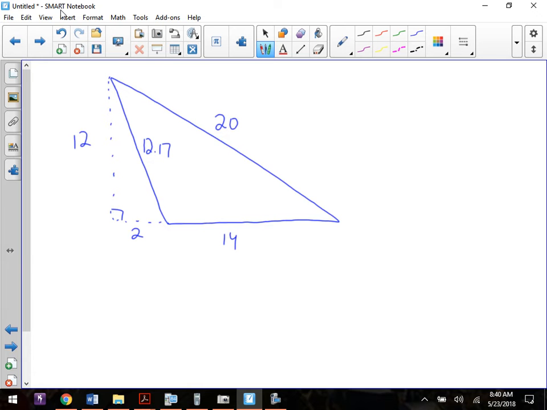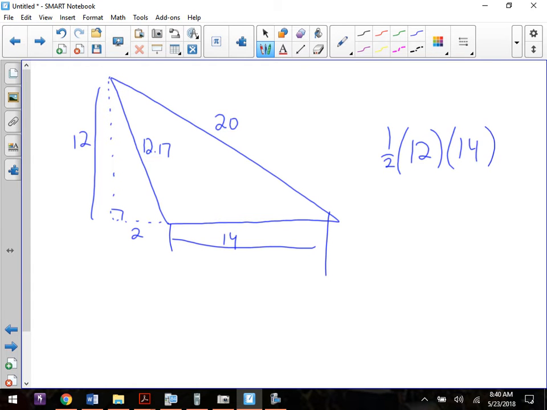Perpendicular to the base. So the base at the 12 is perpendicular, it isn't going to be 16. It's just the 14. So the area of the triangle here is 1/2 base times height. So it's 1/2, 12, and 14. Otherwise known as, what is it, 84 square inches.